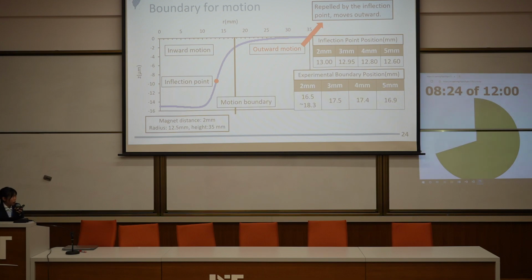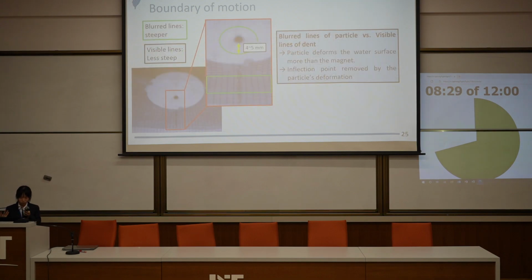So we're going to talk about why there is a 4 to 5 millimeter dent. The explanation that we have is this: this is the picture that we took from below, and the blurred lines show that there's more deformation, while the zebra lines represent less deep deformation. When a particle deforms the water surface more than the magnet does, it will eat up the inflection point. In that case, it will not move outward again. So we have to wait until the deformation caused by the particle is not eaten up by the inflection point.